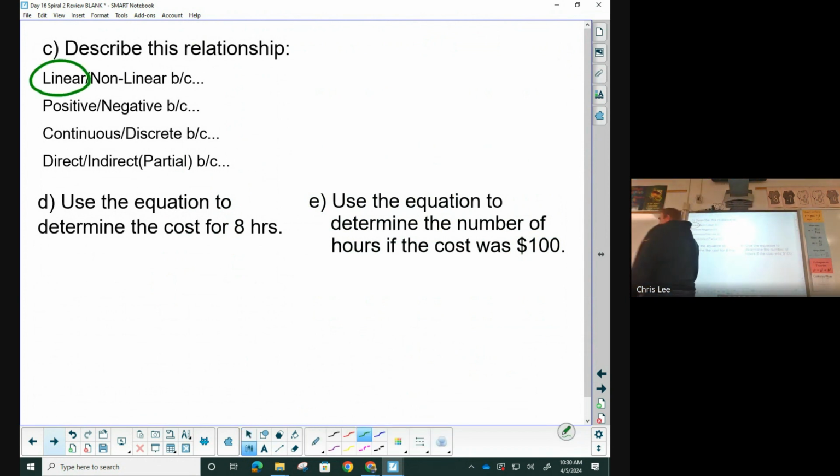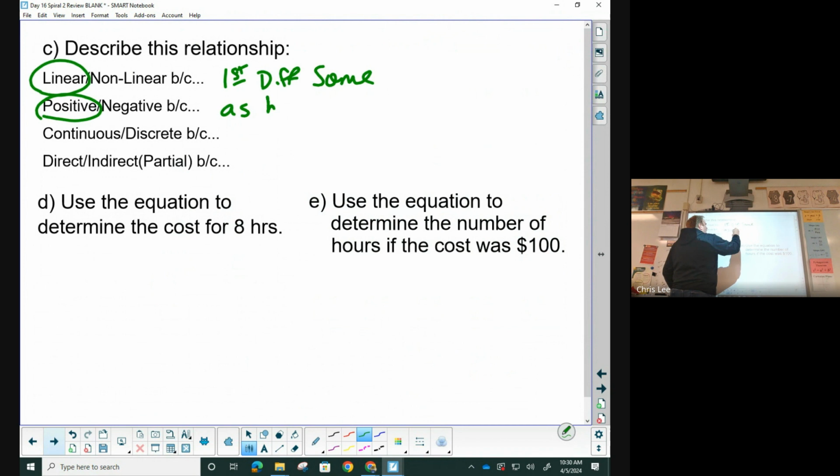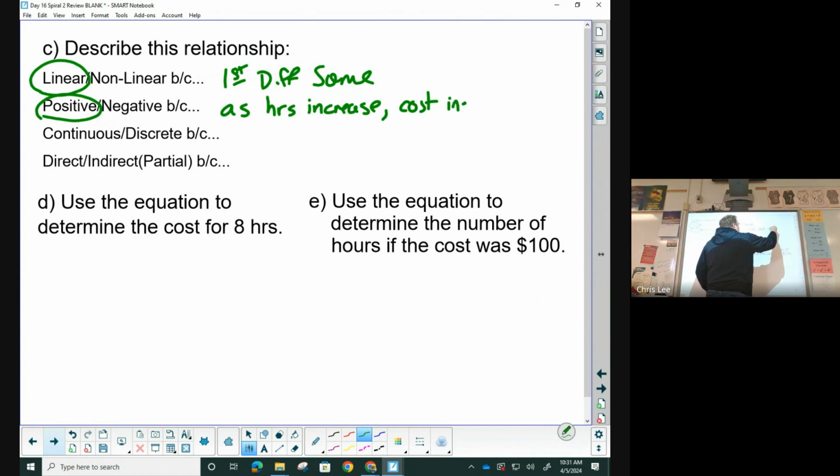Do you remember the reason we typed out linear? First differences? Yes. First difference is the same. So let's make sure we write these down. First difference the same. We didn't answer this one, positive or negative though. Positive. As hours increase, so does cost. Yeah, that's good. As hours increase, cost increases.